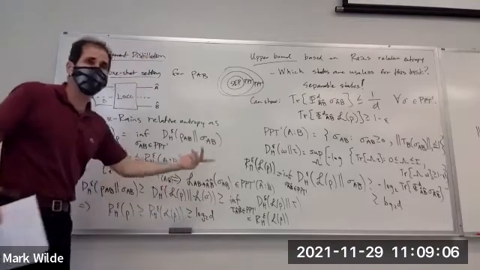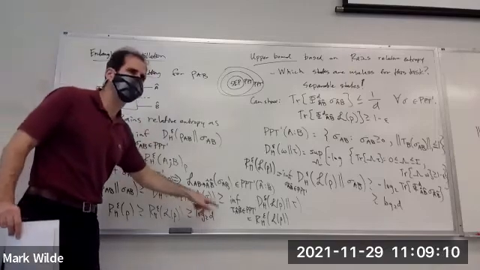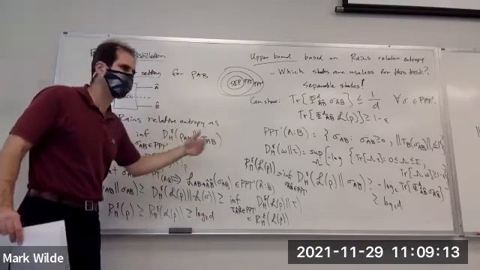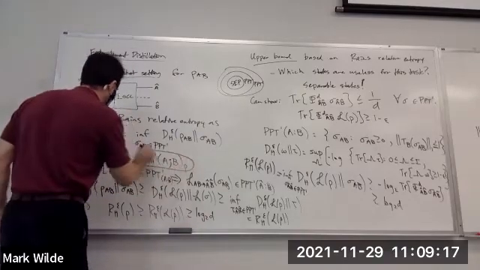Okay. So since it holds for an arbitrary entanglement distillation protocol, we can now take a supremum over all such protocols, and then that gets us the definition of distillable entanglement. That's the bound.